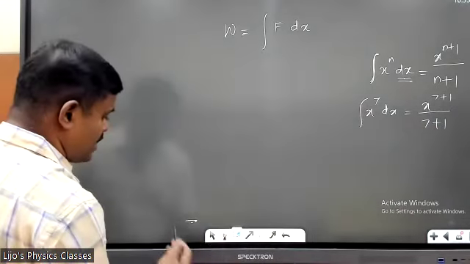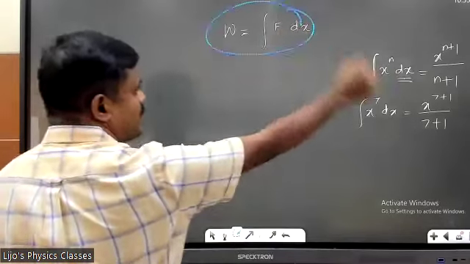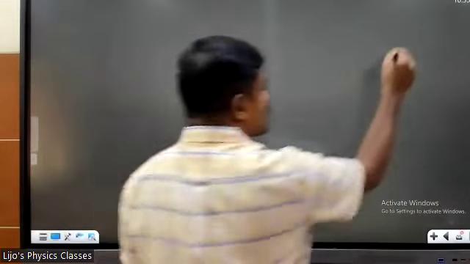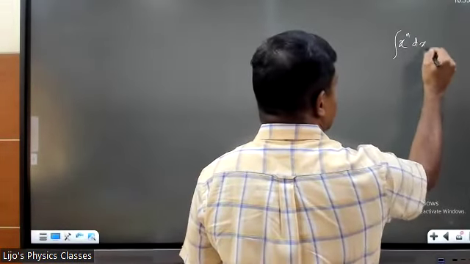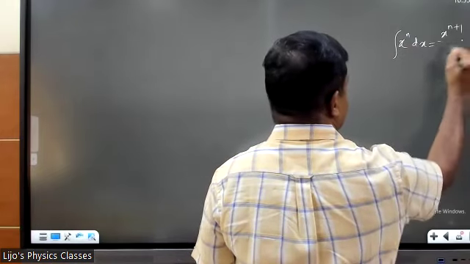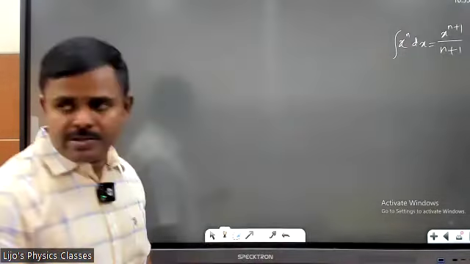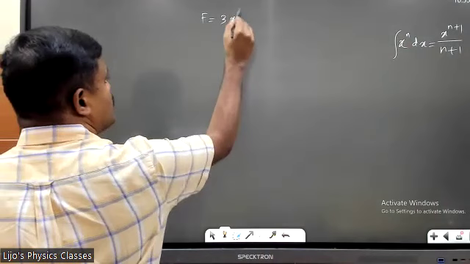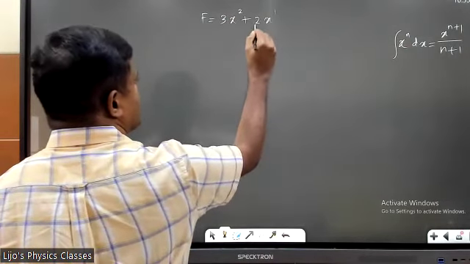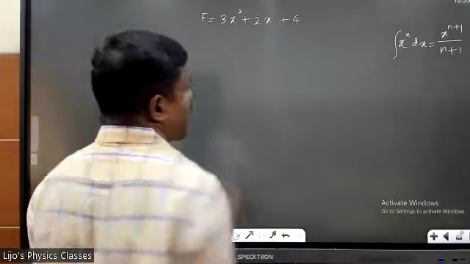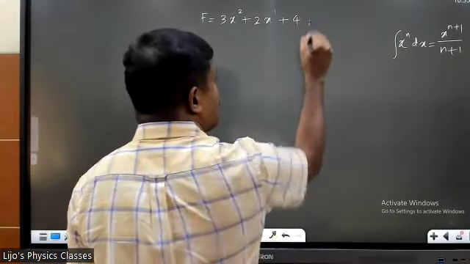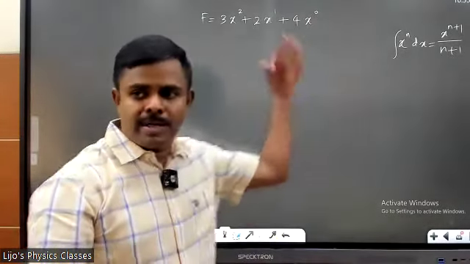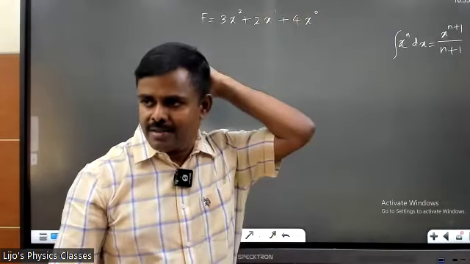So I'll tell you the question. This is the question. Keep that in mind. You need to integrate. Integral x raised to n dx is x raised to n plus 1 by n plus 1. I'll put the previous question here. Force is equal to 3x square plus 2x raised to 1 plus 4. 4 means 4 into 1. That 1 may be written as x raised to 0, because any number raised to 0 is 1, right?